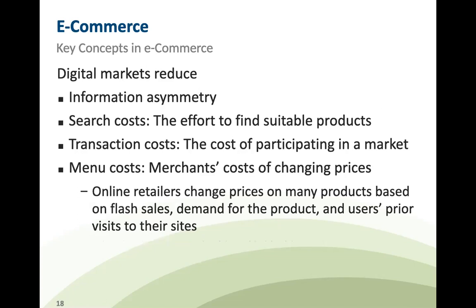Now let's focus on what are the key concepts in e-commerce, right? So basically, digital markets. The digital markets tend to reduce information asymmetry. Reducing information asymmetry means improving information symmetry, right? So information is available on a fair basis for everybody, right?